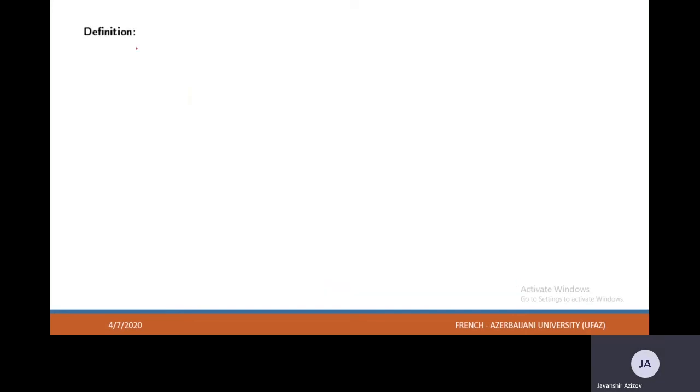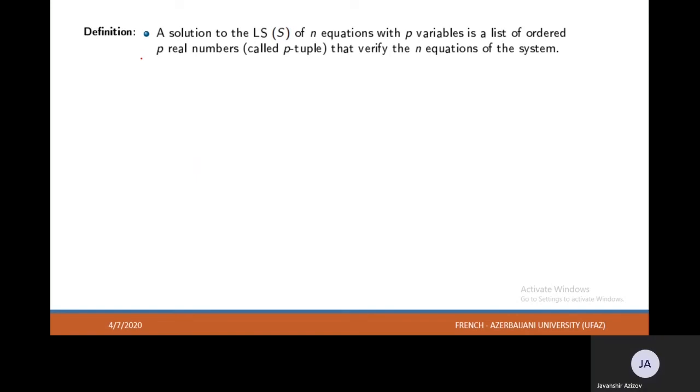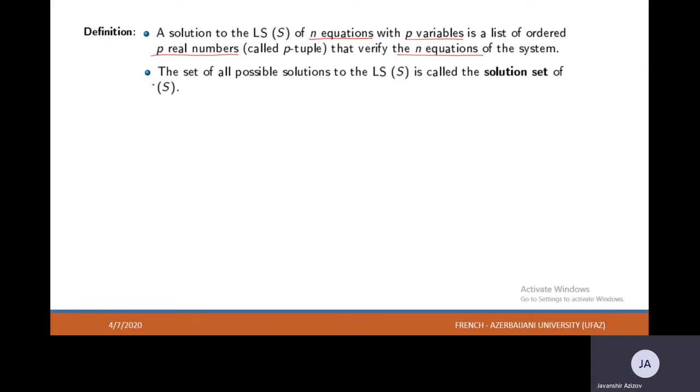As I mentioned in lecture 1, our main goal in this topic is to define the solution of a system and solution set. A solution to the linear system of n equations with p variables is a list of ordered p real numbers that verify all equations of the system. The set of all possible solutions to the linear system is called the solution set of the system. And the solution set is denoted by this notation.